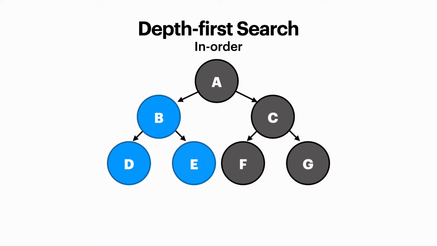Now that we've done all of these nodes, we're going to back all the way up and we're going to process A. Then we're going to go down through A's second child and we're going to process the first of its children, which in this case is F. Then we're going to back up to C and then we're finally going to process G.